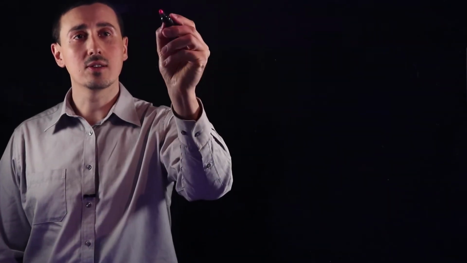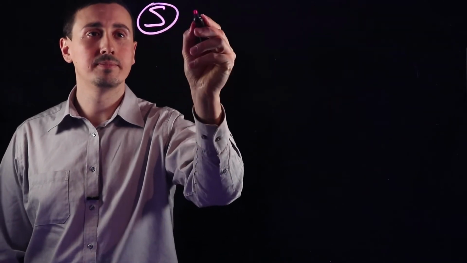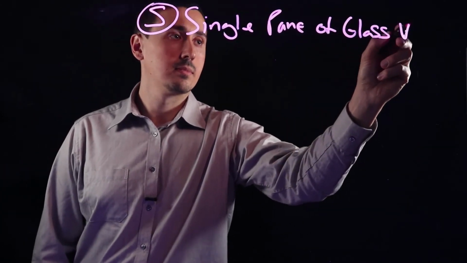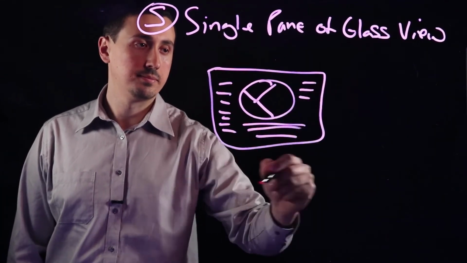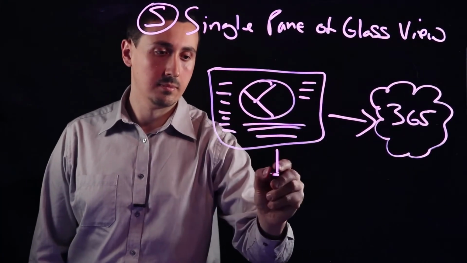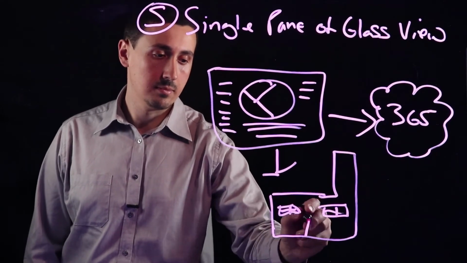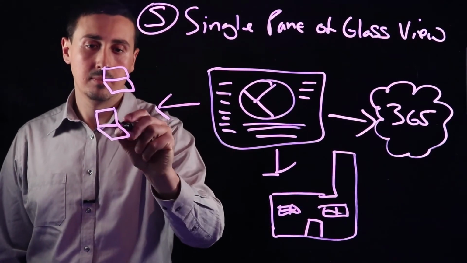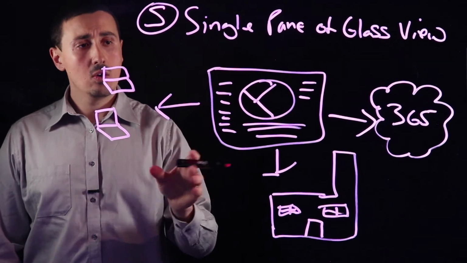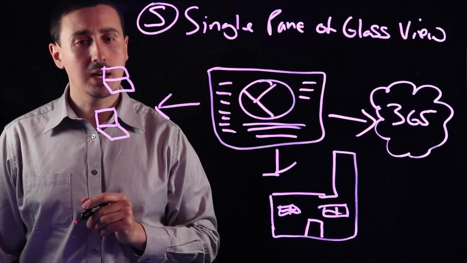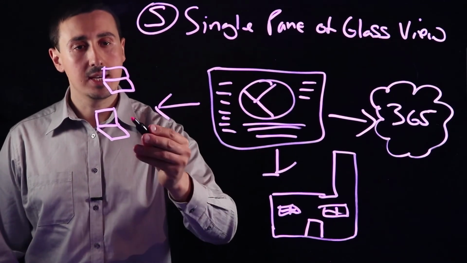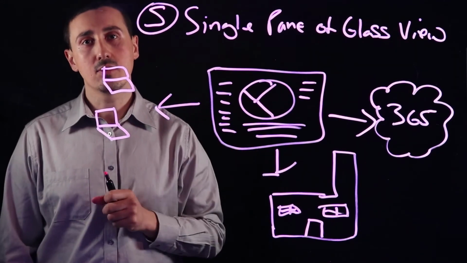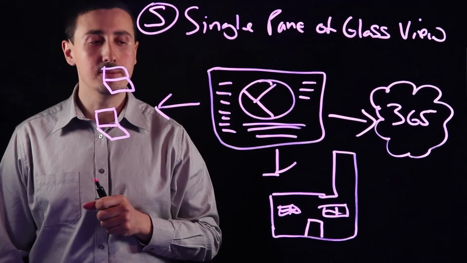The fifth point I'd like to talk about is that of a single pane of glass or centralized management. When it comes to managing your backup environment, it's really great if you can have all of your estates actually visible through one single pane of glass view.